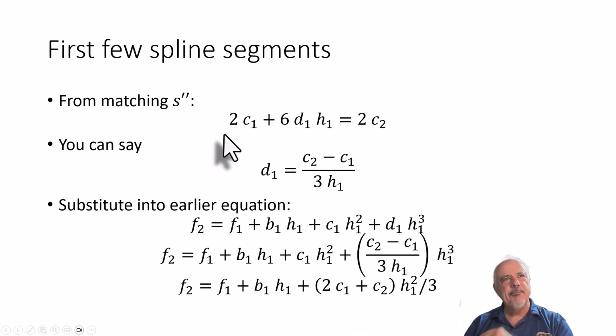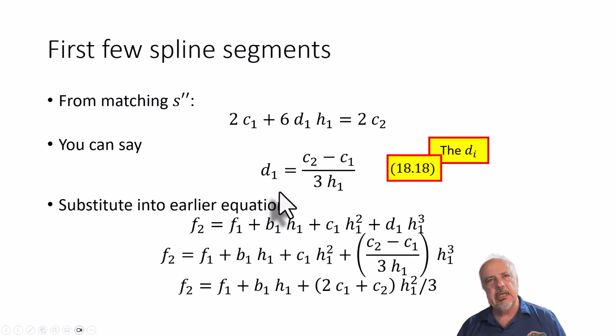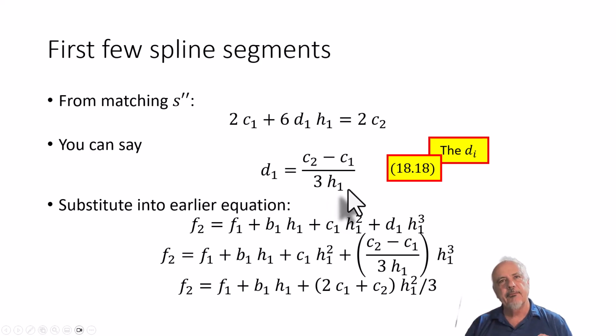We're going to take that S double prime matching equation, and we're actually going to solve for D1. D1 is going to be equation 1818. I call it the DI equation. So we've got D1 shown here, but generically it would be a DI, and it's in terms of C. So we want to get our D and B in terms of C. That's sort of the goal here, a little thing that I wanted to mention. So we've got 1818. That's an important equation.